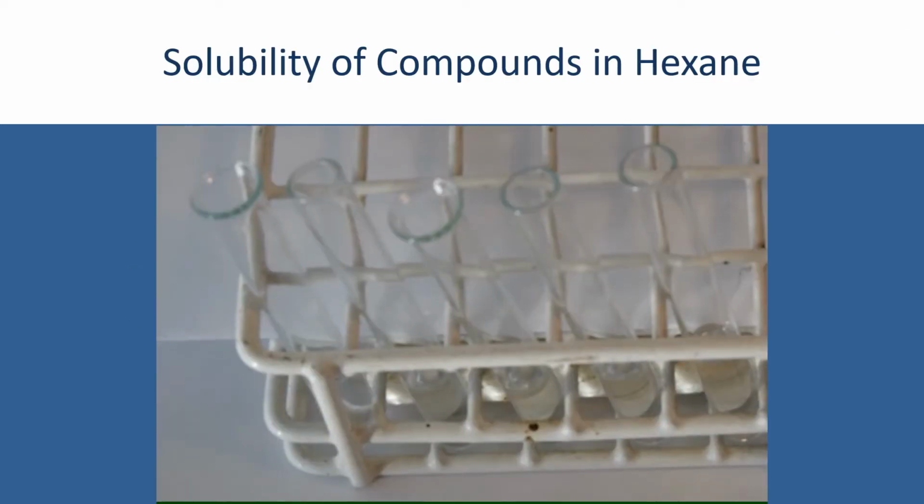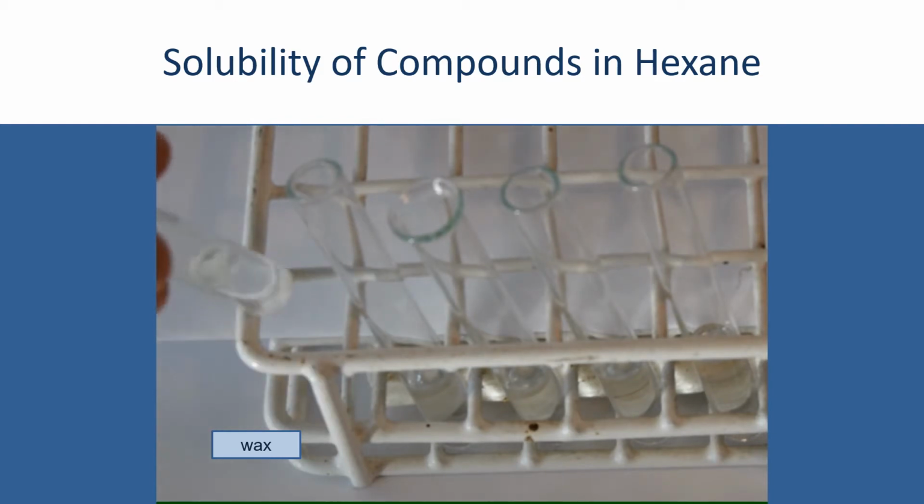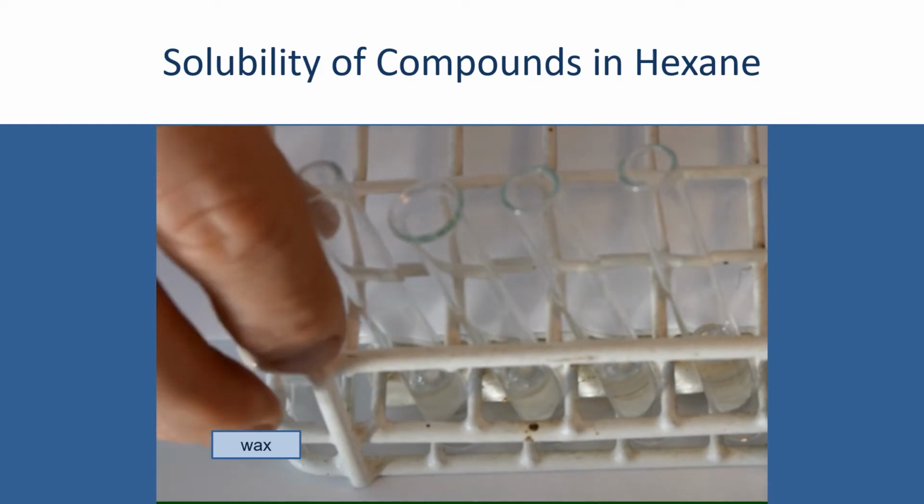So in this experiment we're going to look at the solubility of different compounds in a non-polar solvent. The solvent we're using is hexane. The first substance that I'm going to add to the hexane to check its solubility is some wax. I'm going to put some pieces of wax in there, give it a little shake, and then we'll just leave that there for a few minutes.